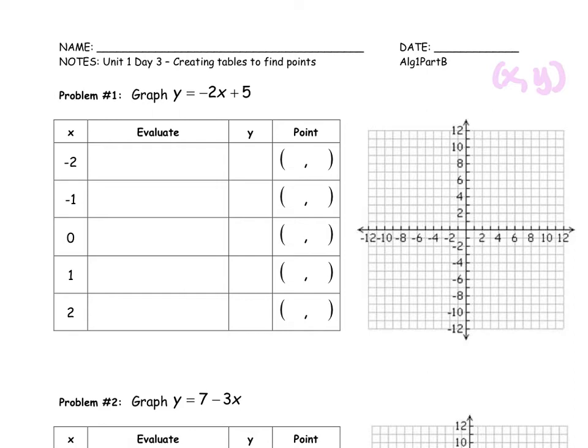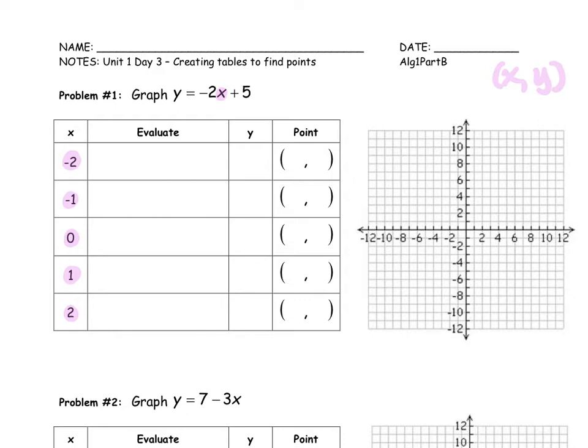So in this first example, we need to graph the equation y equals negative 2x plus 5. There's a table here in which we are given x values, right? We have x values of negative 2, negative 1, 0, 1, and 2. We are going to plug those x values one at a time into the equation and evaluate to determine the value of y, and then that will give us a point that's on the graph.